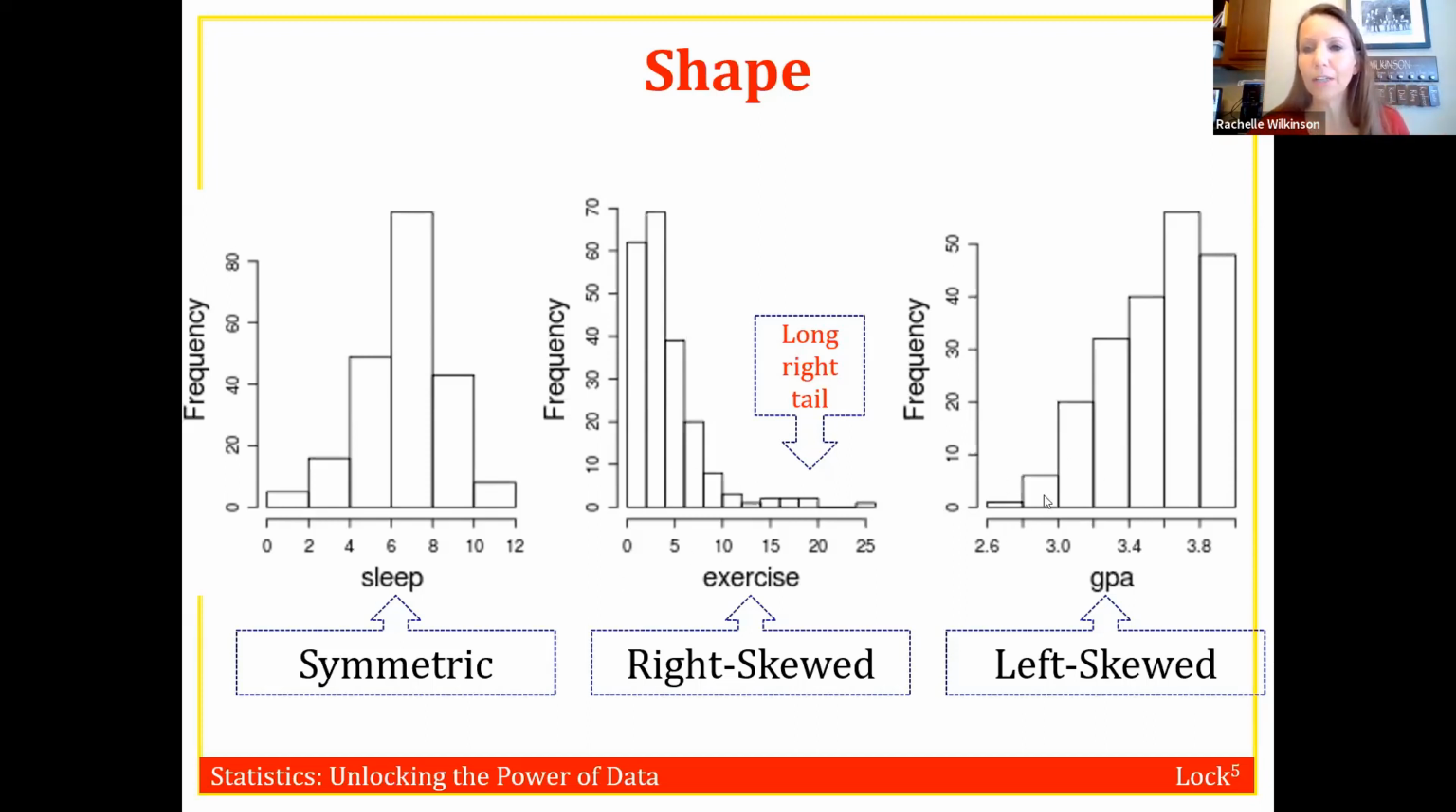So for this GPA one, for the spread, I would just say it looks like it went from 2.6 up to 4.0, or something like that. So spread, like I said, the most basic way you can describe spread is just look at the high and low values. And then if you want to get a little bit more detailed about what's going on in between those two values, you can do that also.